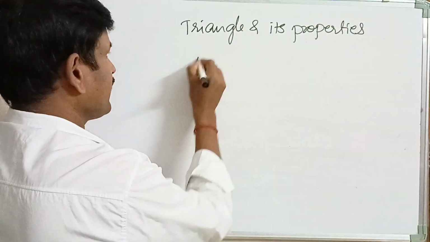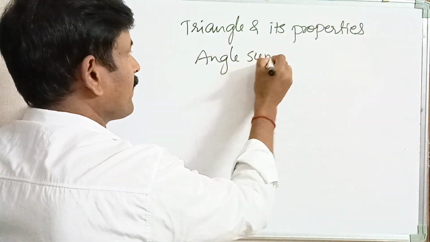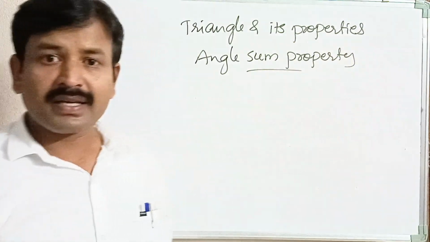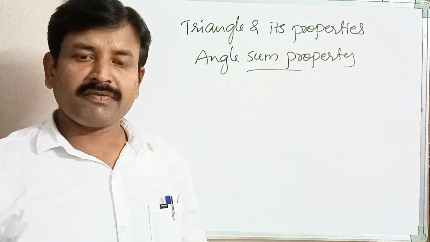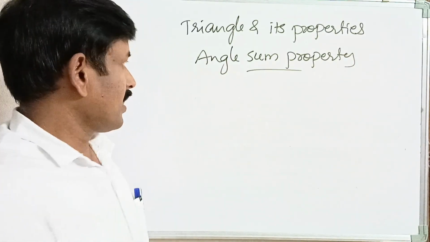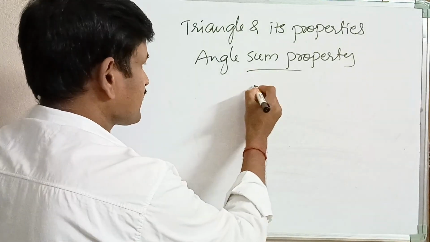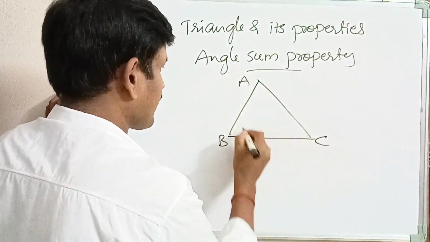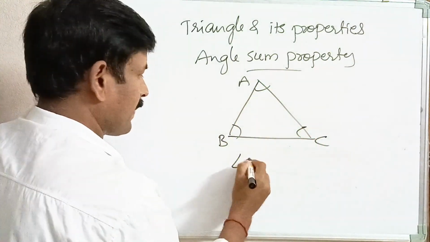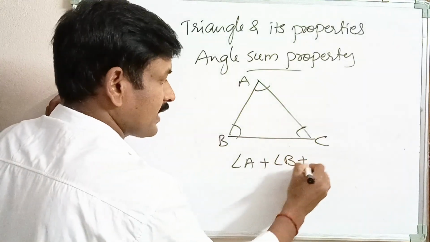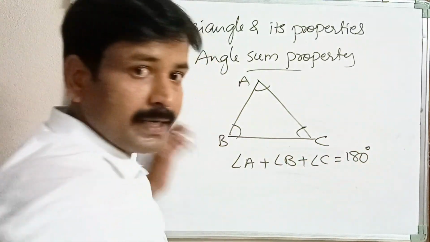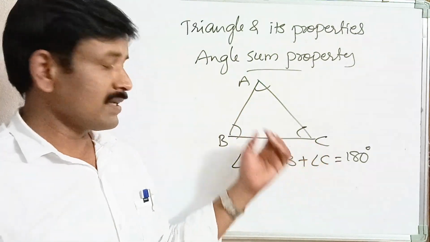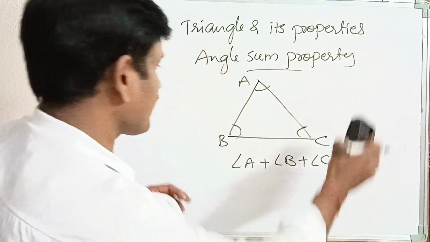Angle sum property of a triangle. What is the angle sum property of a triangle? The sum of the measures of all three angles of a triangle is 180 degrees. Now if you consider a triangle ABC, in this triangle angle A plus angle B plus angle C is equal to 180 degrees. This is called the angle sum property of a triangle.